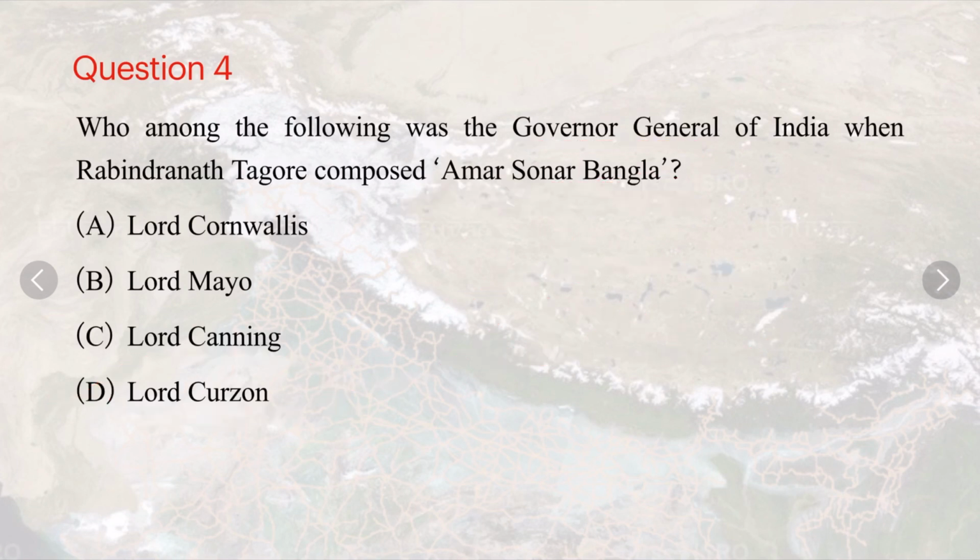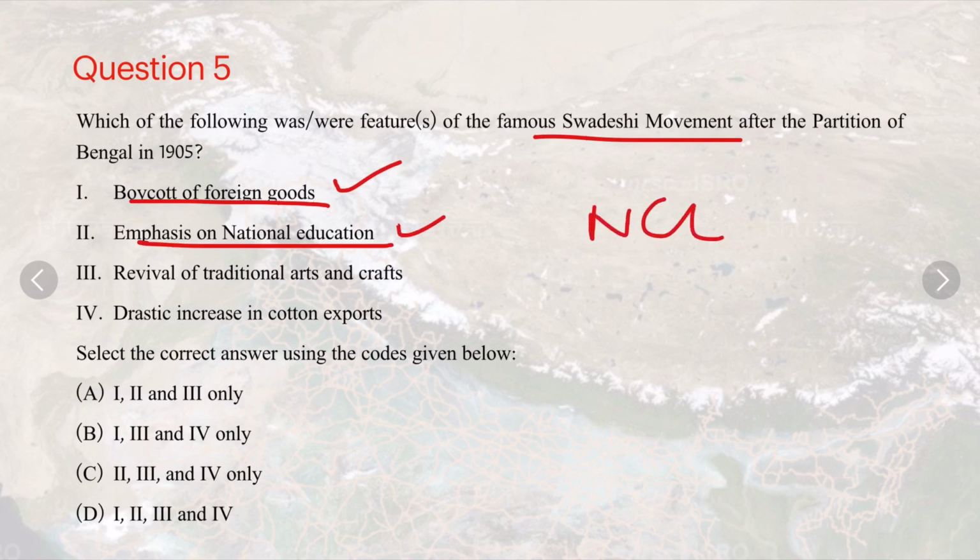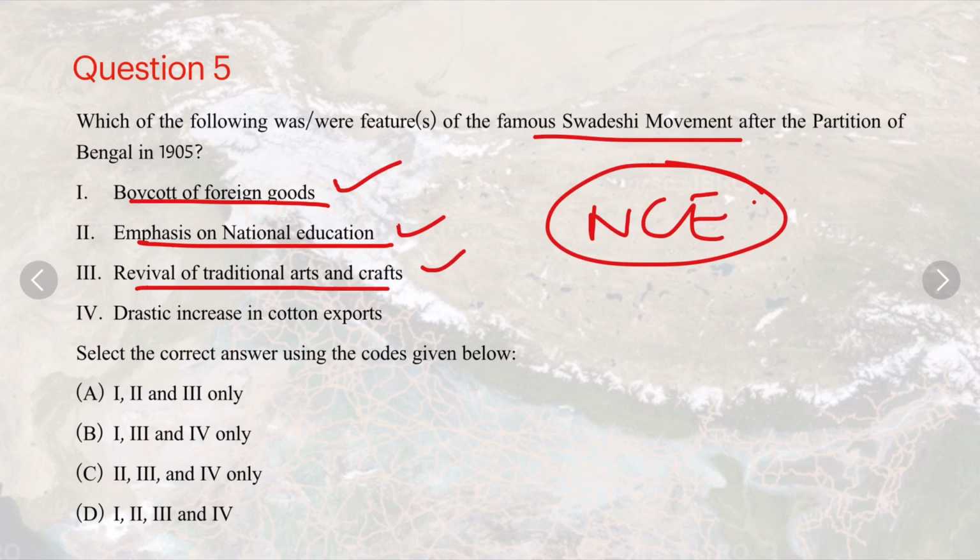Then question number 5: which of the following were features of the famous Swadeshi movement after the partition of Bengal in 1905? Which of these features are associated with the Swadeshi movement? Boycott of foreign goods: yes, foreign goods were boycotted during this movement. Emphasis on national education: yes, the National Council of Education was established during the Swadeshi movement, so it will be the right answer. Revival of traditional arts and crafts: yes, people were trying to promote Swadeshi.